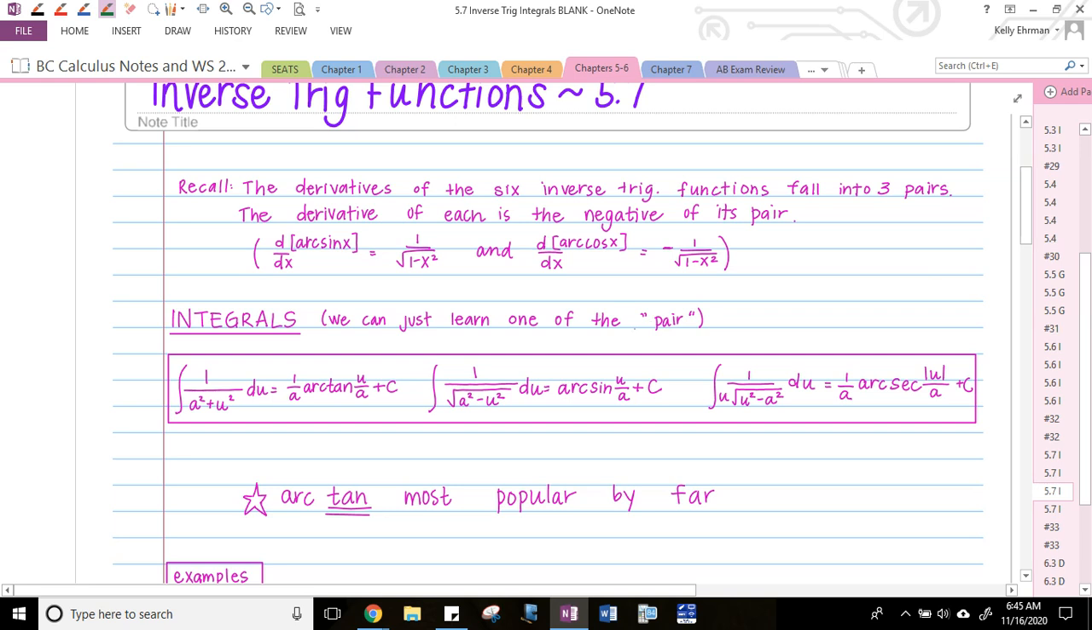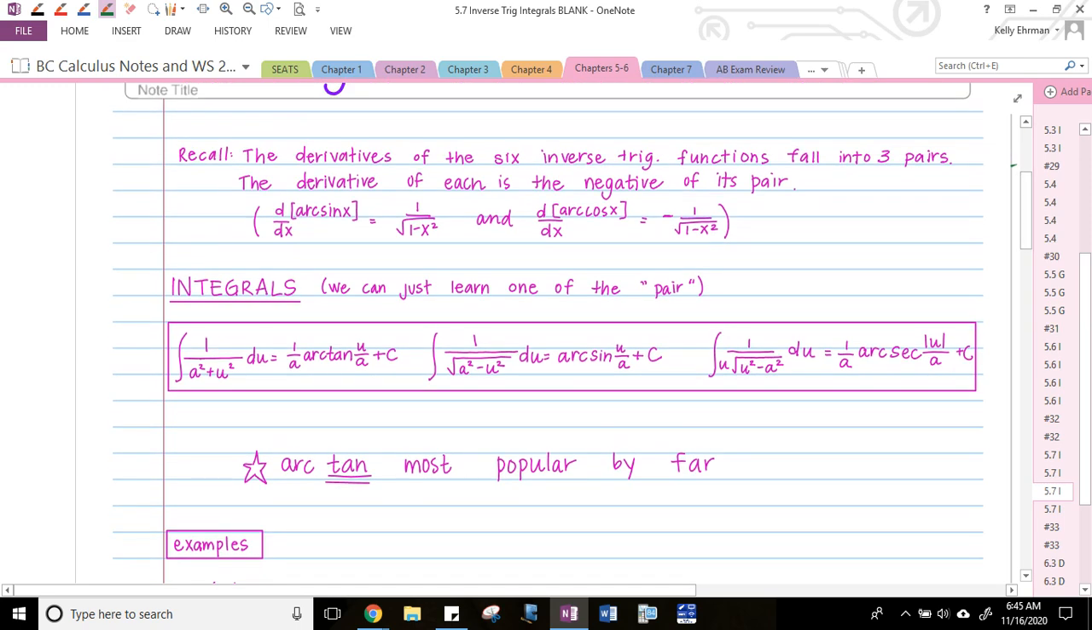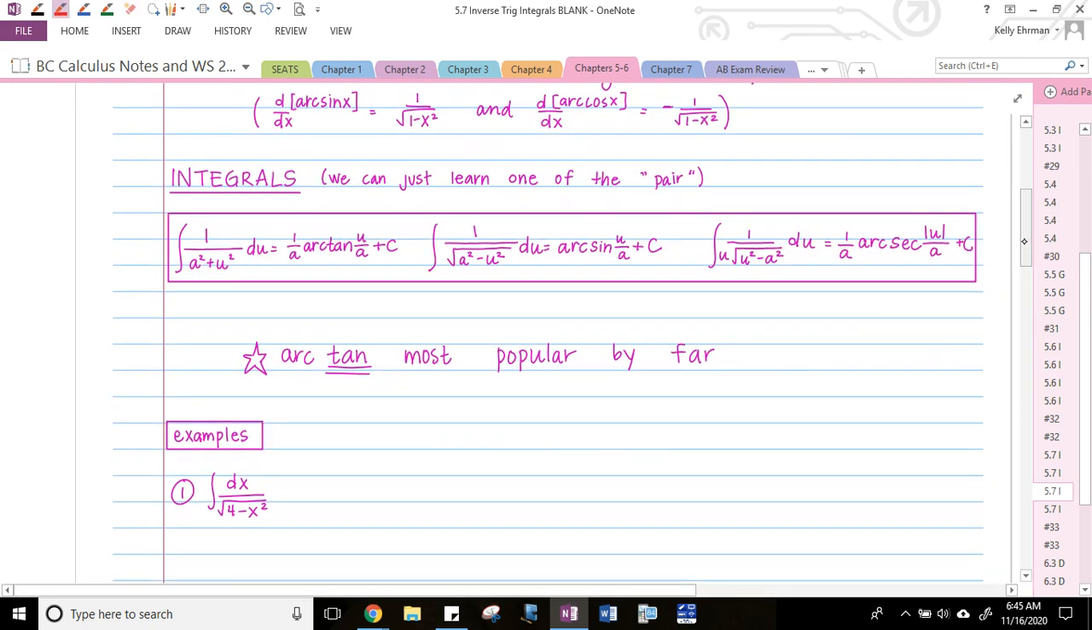So with integrals, we can just learn one of the pair. So we'll learn the integral that gives us arc tangent, the integral that gives us arc sine, and the integral that gives us arc secant. And then we'll know if we have negatives of these. If this were negative, that would be arc cotangent. If this were negative, that would be arc cosine. And if this were negative, it would be arc cosecant. Just like previously on the AP test, it's usually arc tangent that you're going to see, and maybe you'll see an arc sine. The rest of these are pretty obscure.